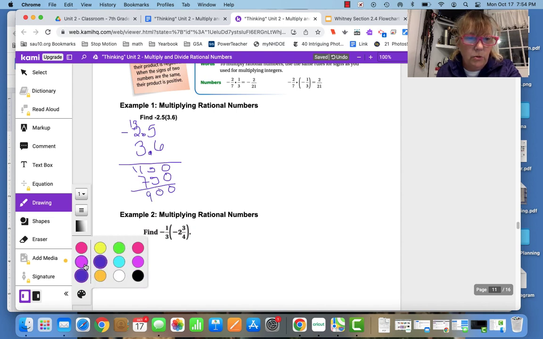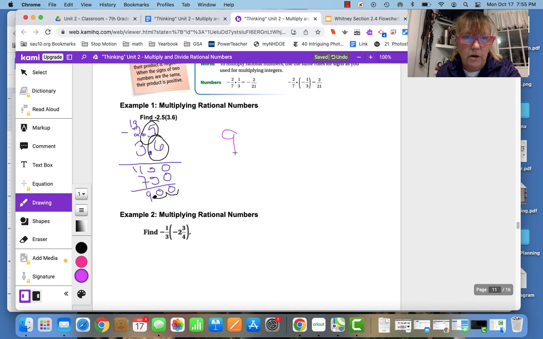And now we need to count all the decimal points to figure out where to put the decimal point. So in the original problem, there was 1 there and there was 2 there. So 2 decimal places. So we start all the way over to the right and we move it over to the left twice. So that tells us the answer is 9. And now let's figure out if it's positive or negative. And we know if we multiply a negative times a positive, our answer is going to be negative.